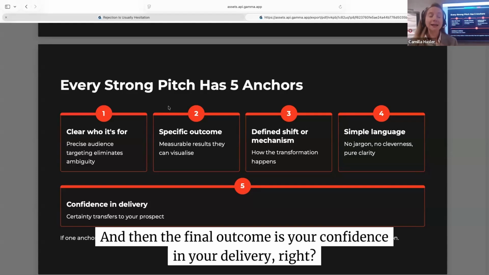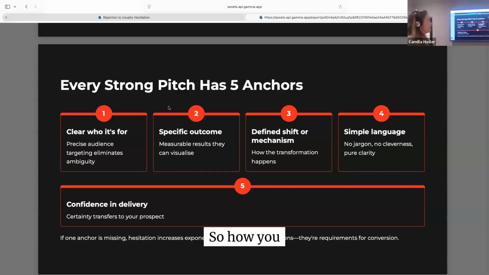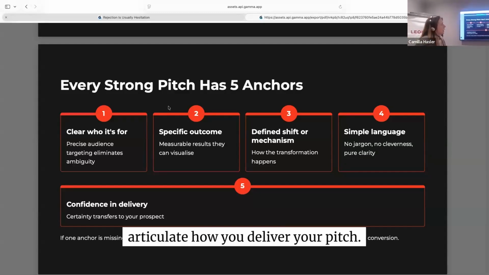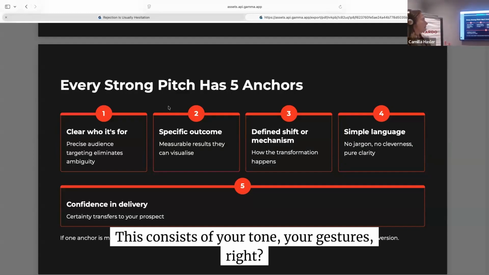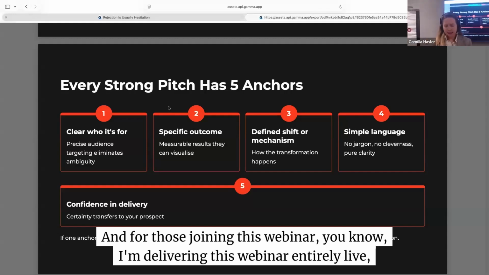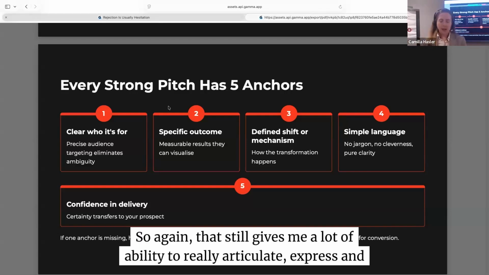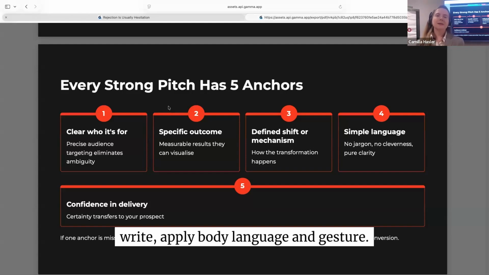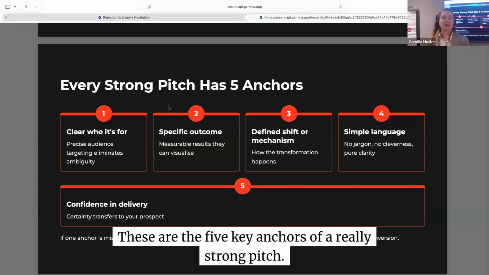And then the final outcome is your confidence in your delivery, right? So how you articulate, how you deliver your pitch. This consists of your tone, your gestures. This consists of every aspect of your live pitch delivery. And for those joining this webinar, I'm delivering this webinar entirely live virtually, so that still gives me a lot of ability to really articulate, express, and apply body language and gesture. So these are the 5 key anchors of a really strong pitch.